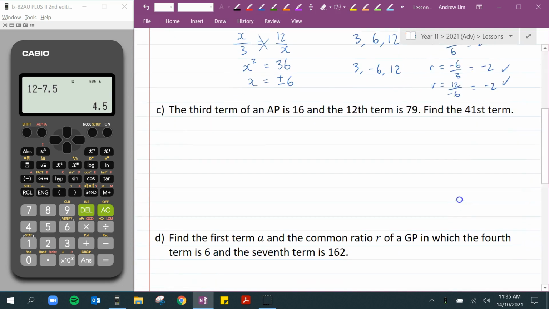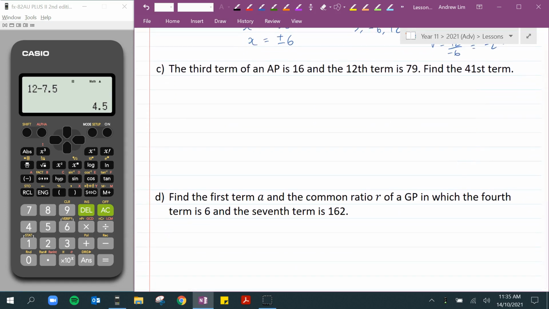Alright, question C. The third term of an AP is 16, and the 12th term is 79. Find the 41st term. So remember, AP. So I'm just going to write down the nth term formula, which is equal to a plus n minus 1 d. Okay, that's the formula for the nth term of an AP.